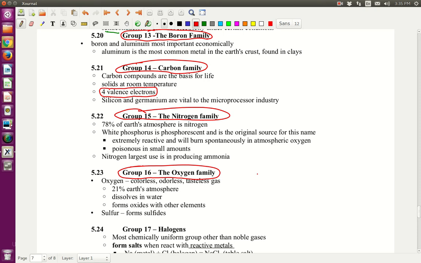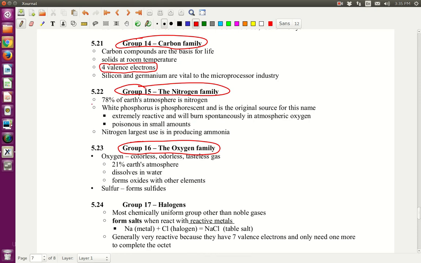Group 15, the nitrogen family. 78% of the Earth's atmosphere is nitrogen. White phosphorus is phosphorescent and is the original source for this name. Extremely reactive and will burn spontaneously in the atmosphere, poisonous in small amounts. Nitrogen's largest use is in producing ammonia, NH3. So just like hydrogen is used in ammonia.